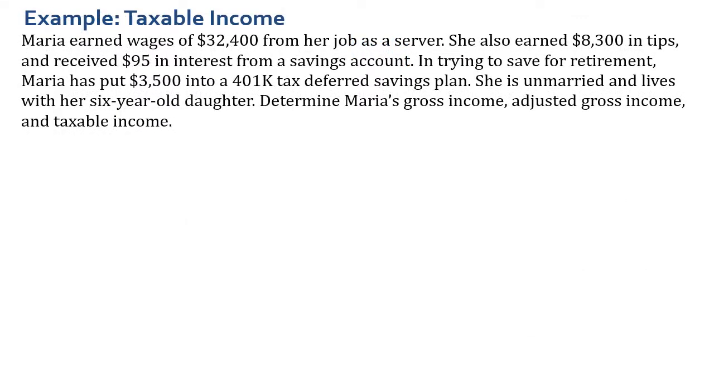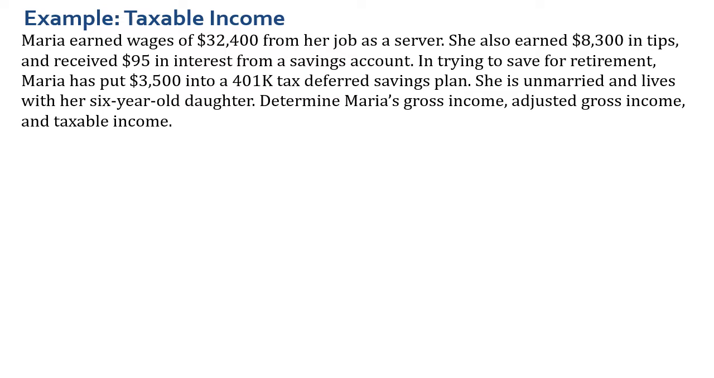So let's look at an example now. Maria earned wages of $32,400 from her job as a server. She also earned $8,300 in tips and received $95 in interest from a savings account. In trying to save for retirement, Maria has put $3,500 into a 401k tax-deferred savings plan. She's unmarried and lives with her 6-year-old daughter. Determine Maria's gross income, adjusted gross income, and taxable income.